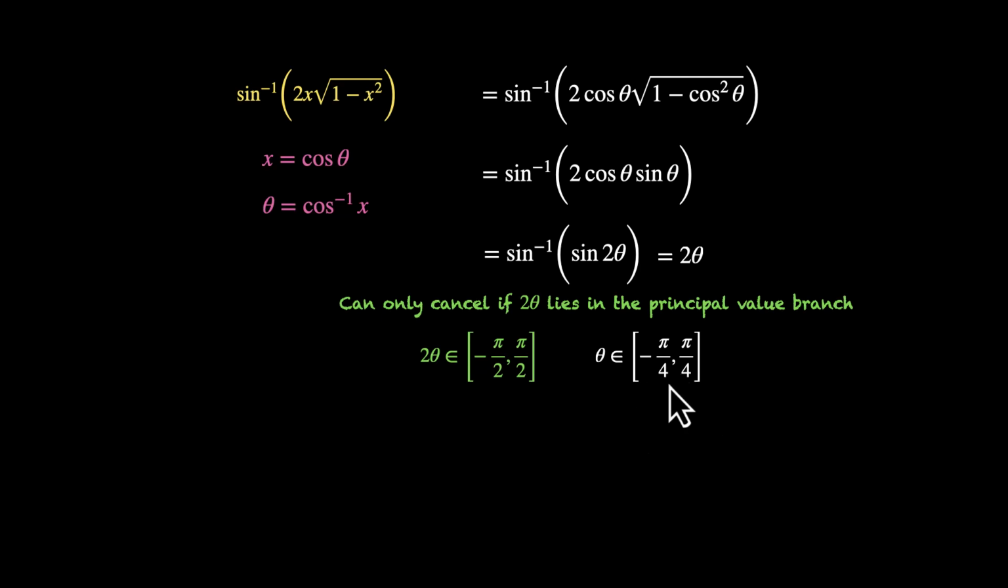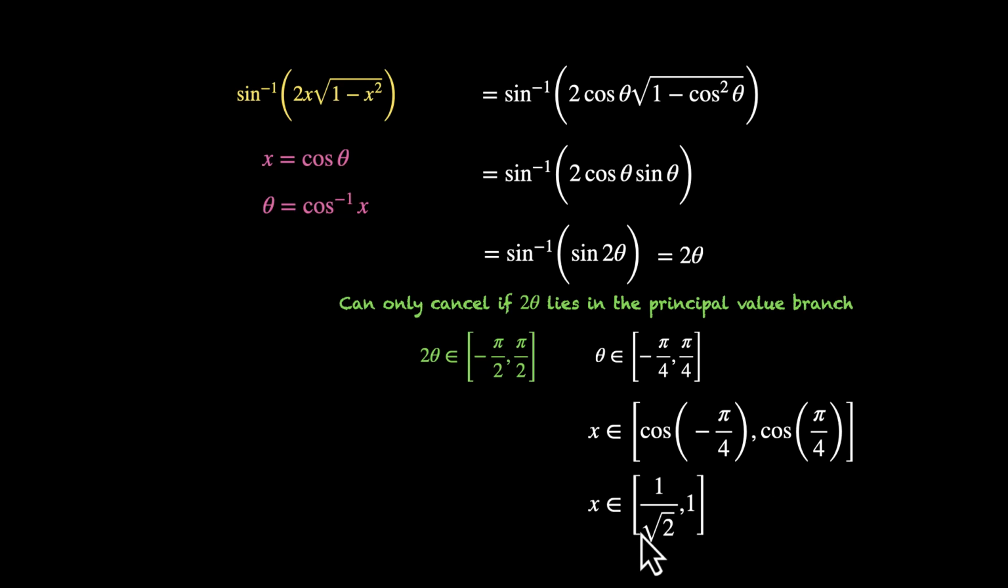So what happens to x? X belongs to this set, cos of minus pi by 4 to cos of pi by 4. Now cos minus pi by 4 is the same as cos pi by 4. That's 1 by root 2. So what's the range for x? That's not 1 by root 2 to 1 by root 2, because at x equals 0, cos of 0 is 1. So the minimum value for x is 1 by root 2, but the maximum value is 1. So x is in this set 1 by root 2 to 1.